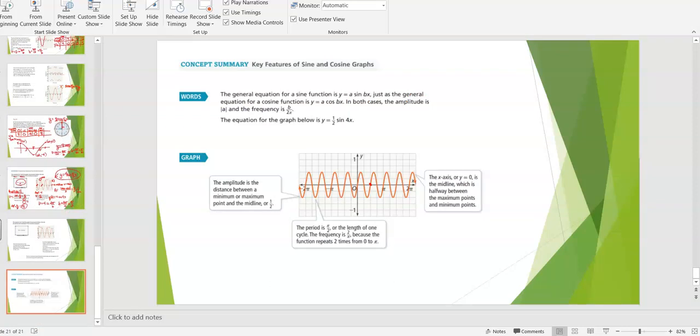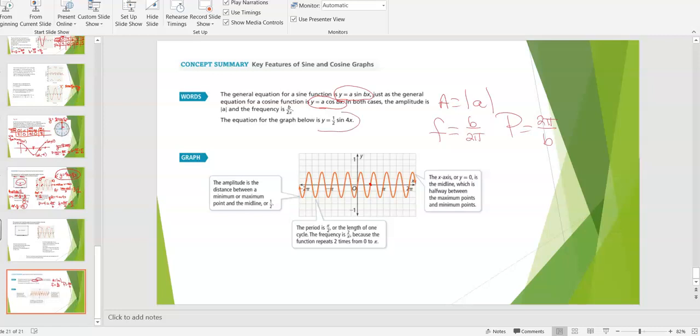When I have a general equation for a function that looks something like this, or something like this, I can say the amplitude is the absolute value of A, and I can say the frequency is B over 2 pi, which means the period is 2 pi over B.